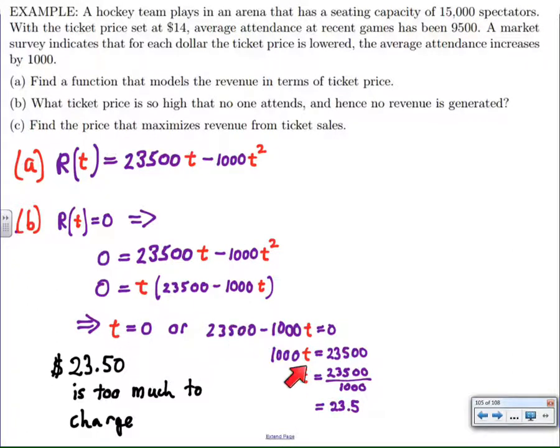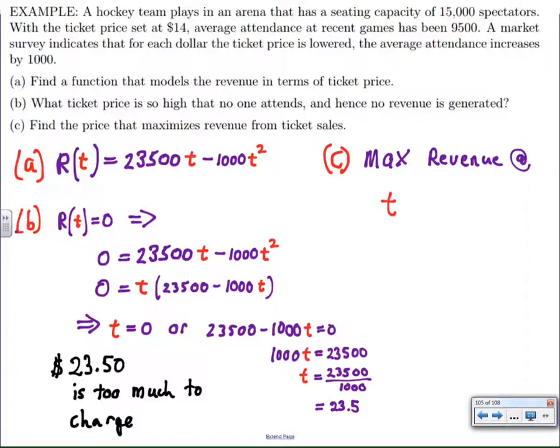But over here, I see $23.50, and I'm gathering that $23.50 is going to cause zero revenue as well. So if I'm charging $23.50, there's going to be an empty stadium. No matter how much people love hockey, they're not going to pay that much to see a local hockey team, I'm guessing. All right, so continuing on.